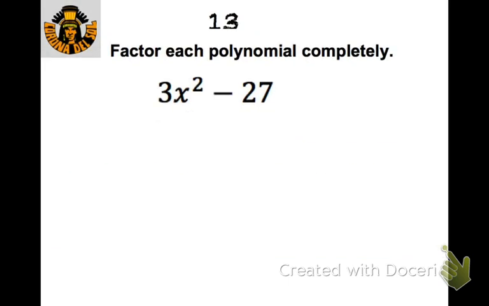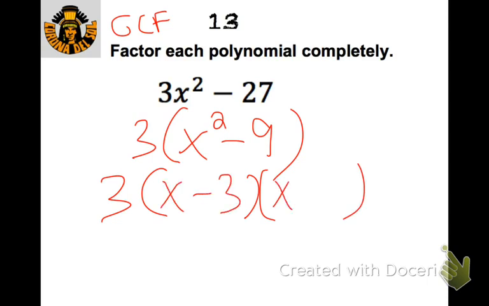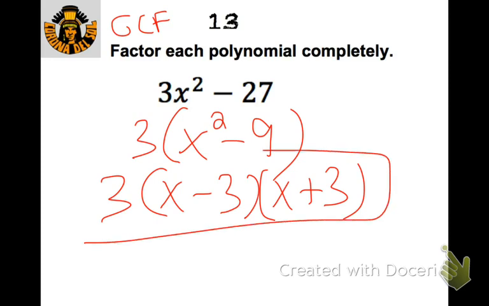Okay, this one you want to always take out the GCF. That's always the first step. So GCF, so we take out the 3, and then all of a sudden we notice that it is a difference of two squares. So that means we can break it down a little further. So we can do our little pattern, x minus 3, x plus 3. And that's again coming from the square root of both of those numbers.